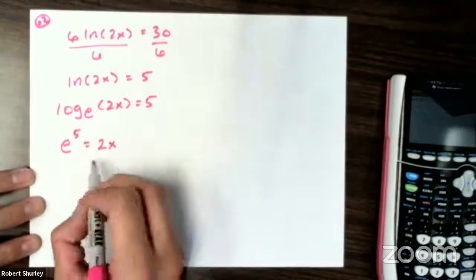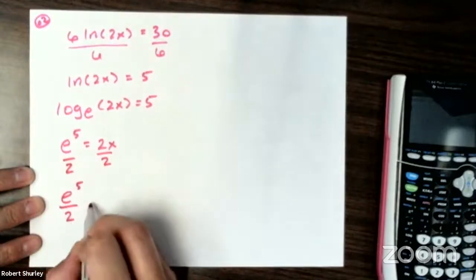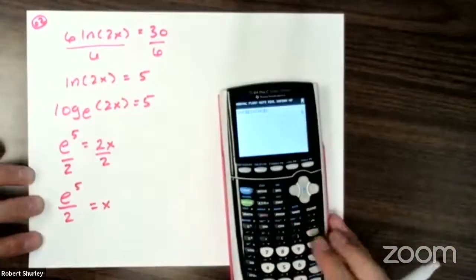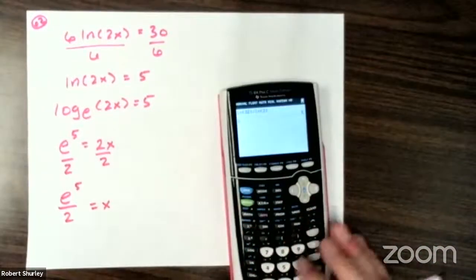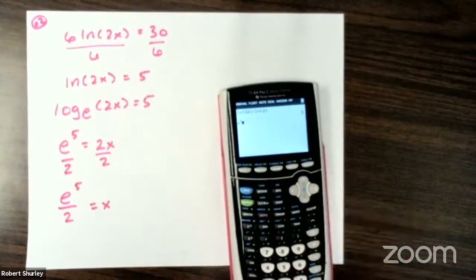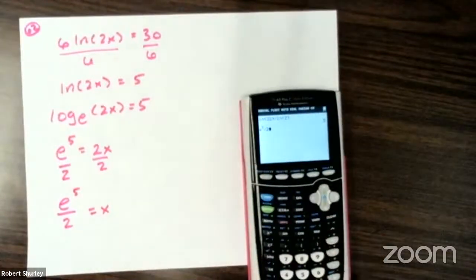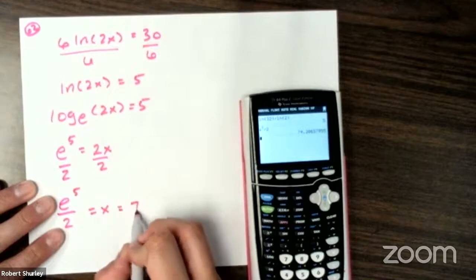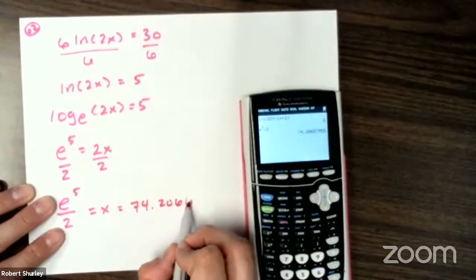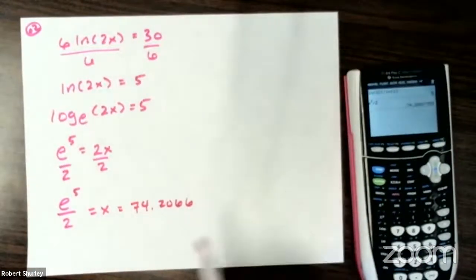And then I've just got to solve it out. So I have to divide by 2, so I get e to the 5th divided by 2 equals x. Now, if I want a decimal approximation, I make sure I'm out of the exponent when I divide by 2, and I wind up with 74.2066. Okay, if I round it, 74.20.